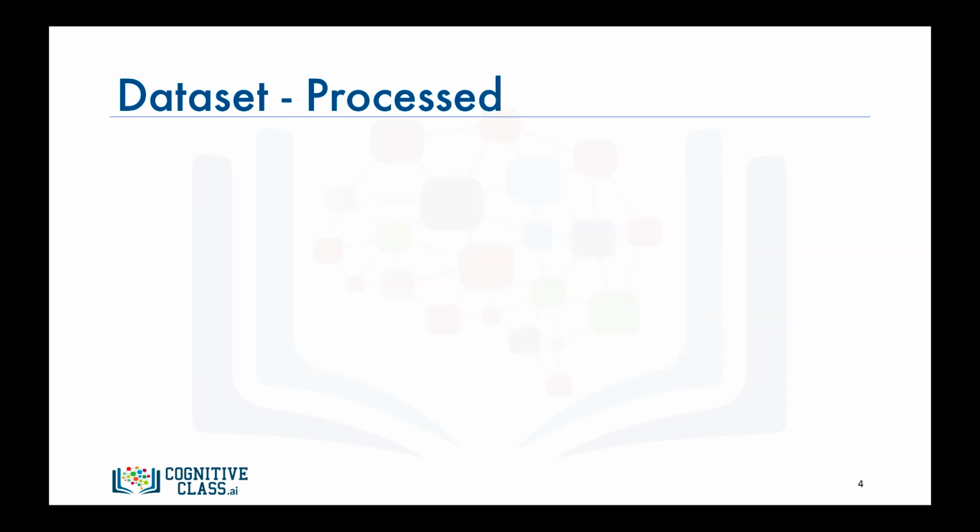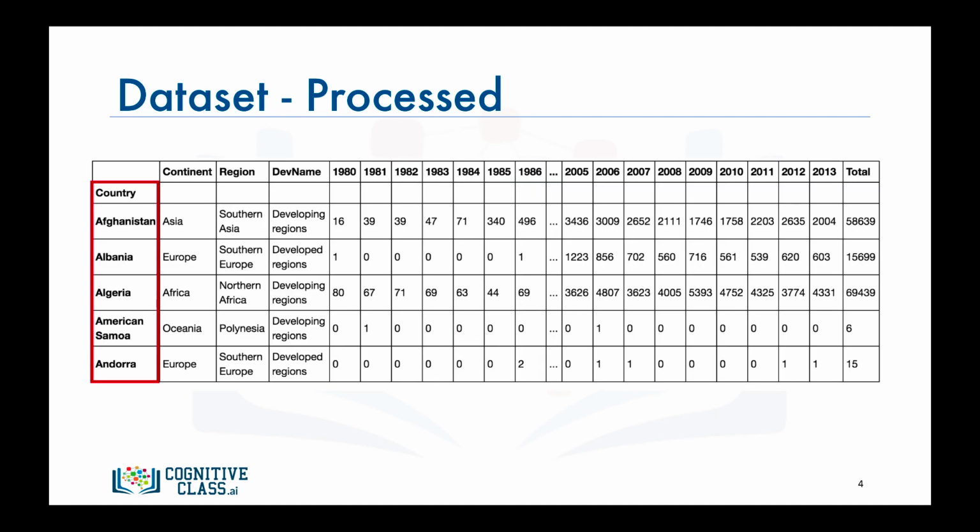Now let's process the data frame so that the country name becomes the index of each row. This should make retrieving rows pertaining to specific countries a lot easier. Also, let's add an extra column which represents the cumulative sum of annual immigration from each country from 1980 to 2013. So for Afghanistan, for example, it is 58,639 total. And for Albania, it is 15,699, and so on. And let's name our data frame df_Canada.